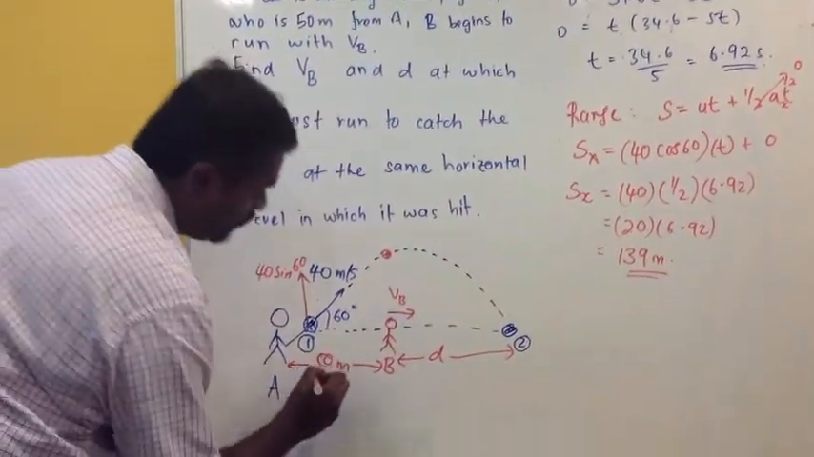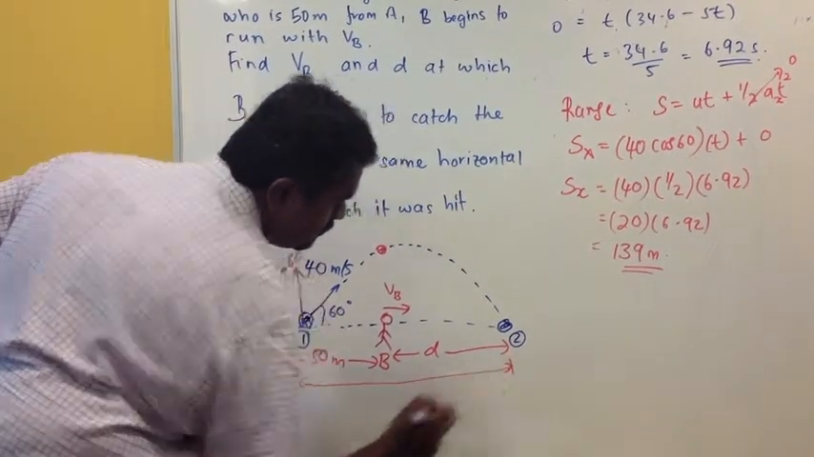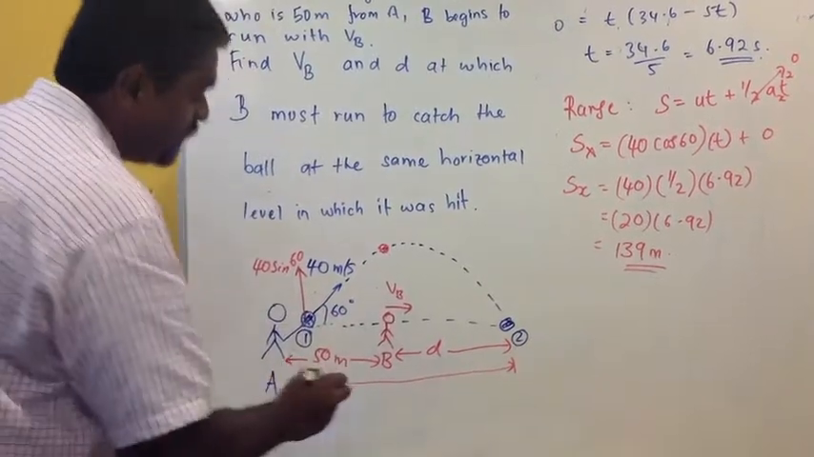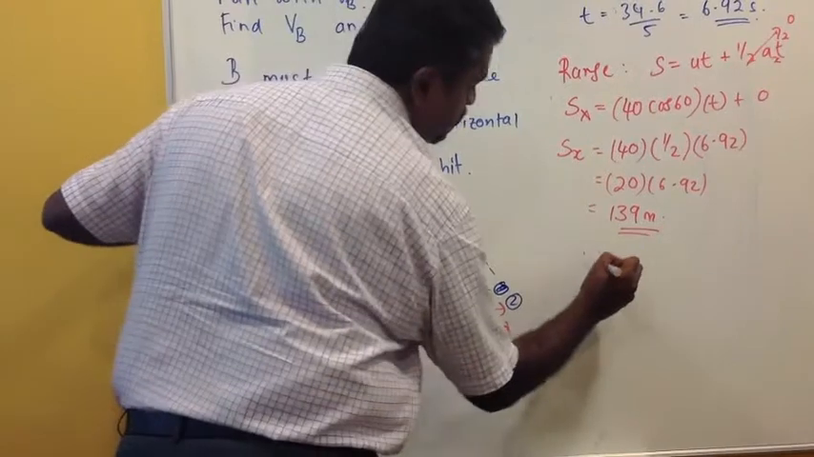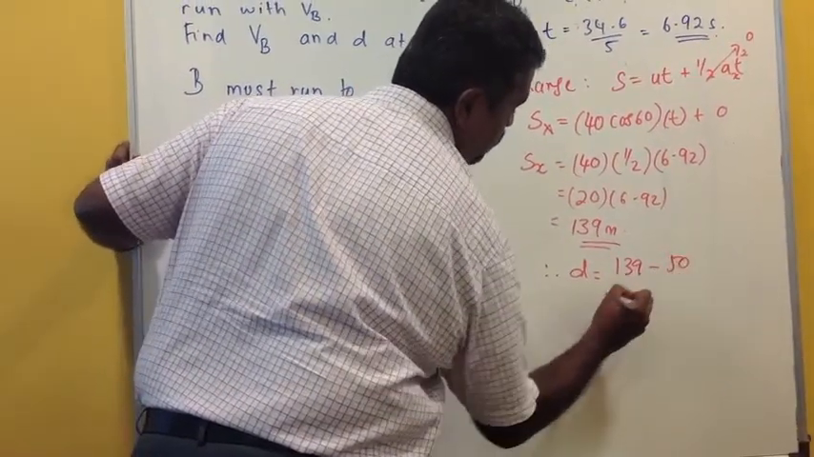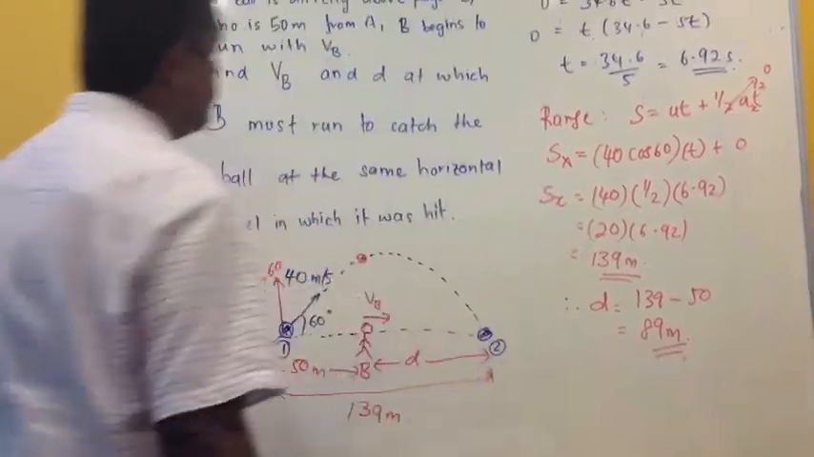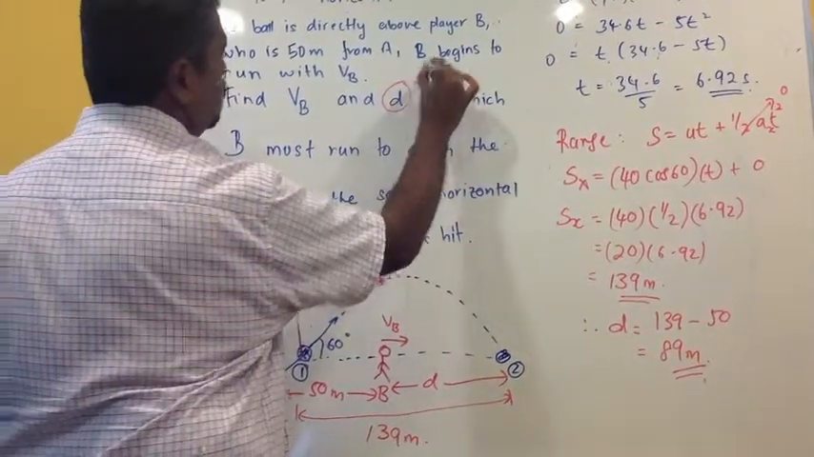So we know this whole distance here, from the point in which the ball was launched, from point 1 to point 2, is 139 meters. Therefore, D would simply be 139 minus 50, which is 89 meters. So that solves for this part.